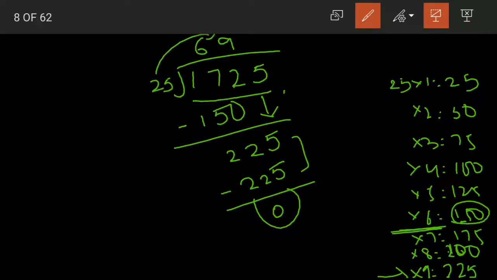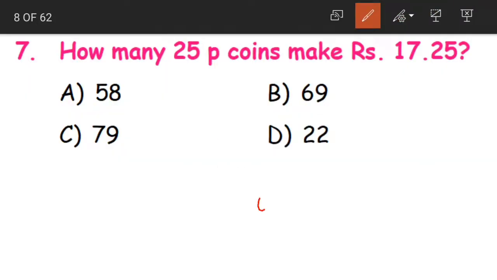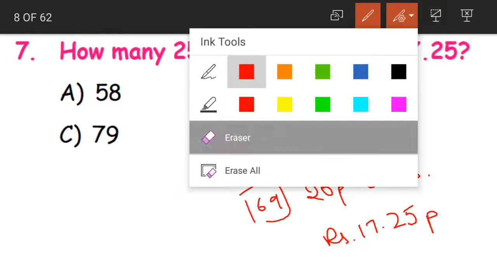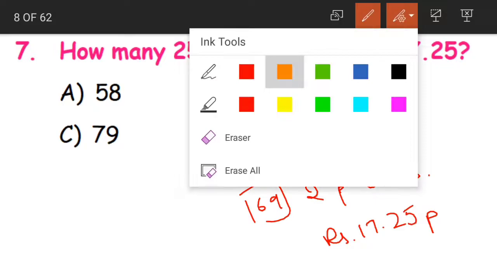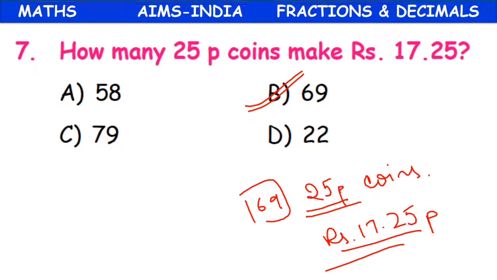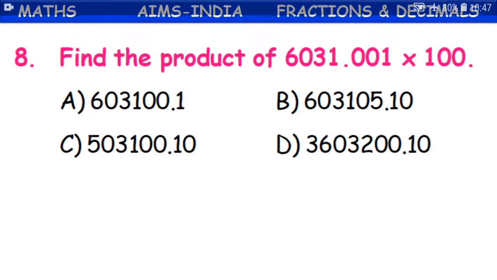So 1725 divided by 25 is nothing but 69. Now what is this 69? 69 25 paise coins are needed to make 17 rupees 25 paise. Understood, children? If you have 69 25 paise coins, the total value would be 17 rupees 25 paise. So option B, 69, becomes our correct answer. I hope this is clear.